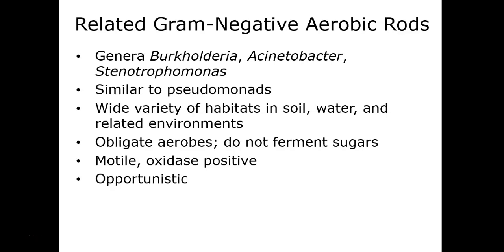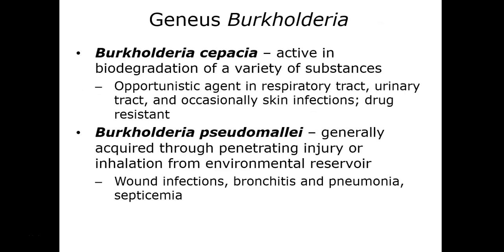So we're going to pop in and start talking about some of the other gram-negative aerobic rods, specifically Burkholderia, Acinetobacter, and Stenotrophomonas. These are all very similar to the Pseudomonads in that they exist in a wide range of different habitats. They are obligate aerobes, and they're motile as well. So let's start off talking about the genus Burkholderia first.